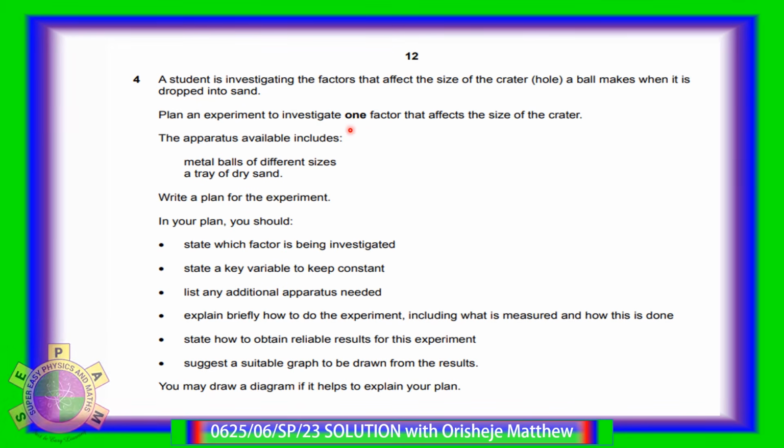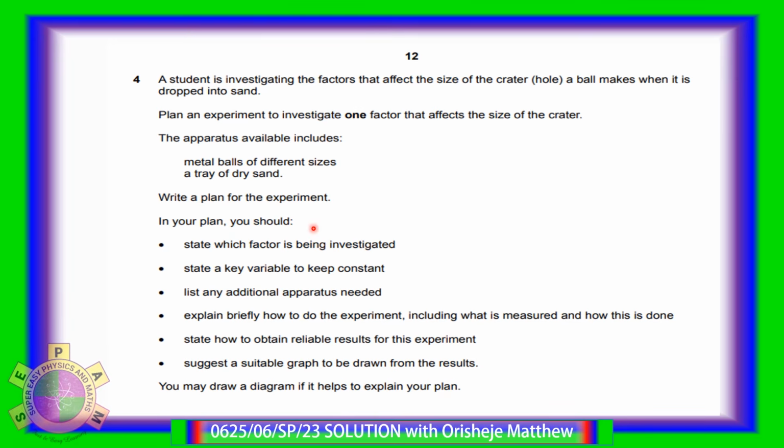Now plan an experiment to investigate one factor that may affect the size of the hole. The apparatus available include metal balls of different size, a tray of sand, dry sand. Now if you want to do this, you need another additional instrument. You need your meter rule to measure the height. Then if you have the mass, you need your balance to measure the mass of the ball. So now write a plan for the experiment.